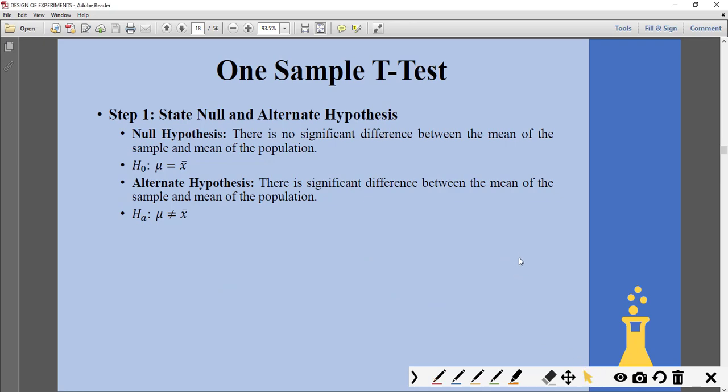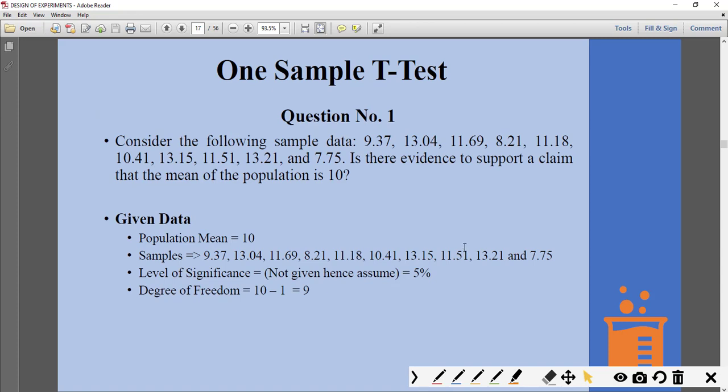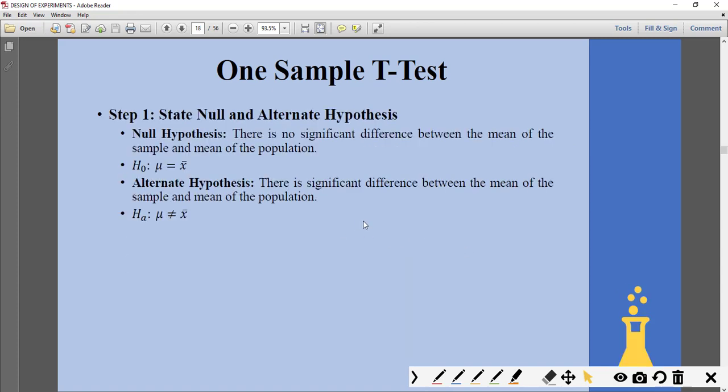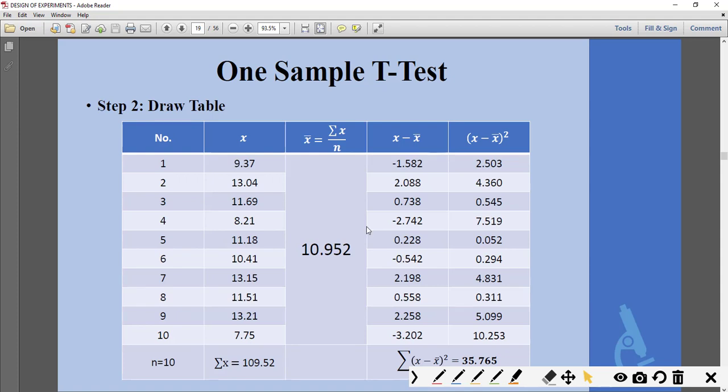So what should be the first step? First you have to write the given data. As soon as you write the given data, then you have to write the null hypothesis and alternate hypothesis. What is step 2? Step 2 is to draw the table. In the table, what do you do? In the table, you write the values of all the variables. See, here I have written, these are all the variables that they have given us. I have written all the values of the variables.